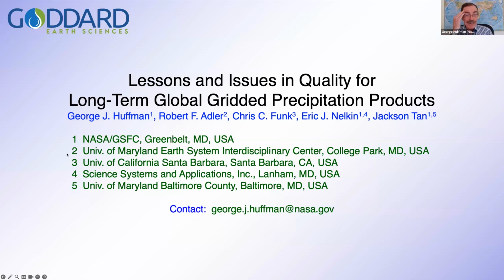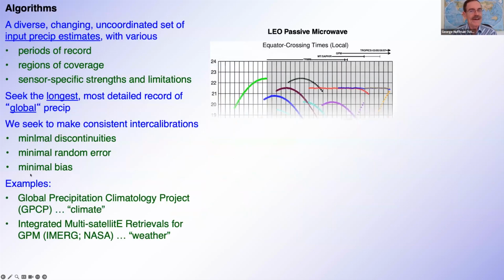So in addition to myself, Bob Adler, Chris Funk, Eric Elkin, and Jackson Tan contributed to this talk. I'm going to shift gears a little bit and talk about quality and what to do about it to the extent that we know.